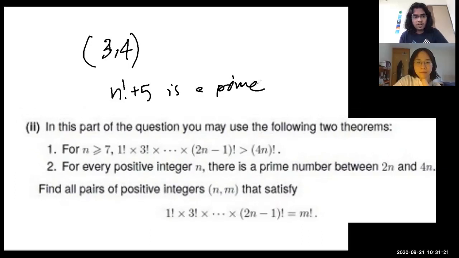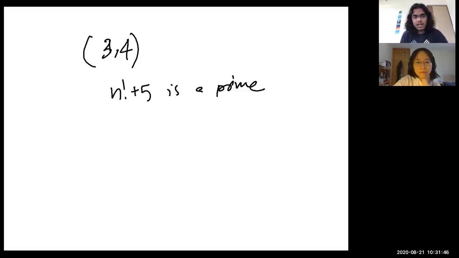And the next part of the question is somewhat similar. In the next part of the question, you have two theorems, which are just results you have been given. And you're supposed to find all pairs of positive integers n, m that satisfy this weird identity. I think the first part is nice here because it puts you in the mindset of taking two cases, n greater than 5 and n less than or equal to 4. That's essentially the purpose of the first part: to put you in the mindset of splitting your cases. And then if you look at the second part, theorem 1 applies exclusively for n greater than or equal to 7.